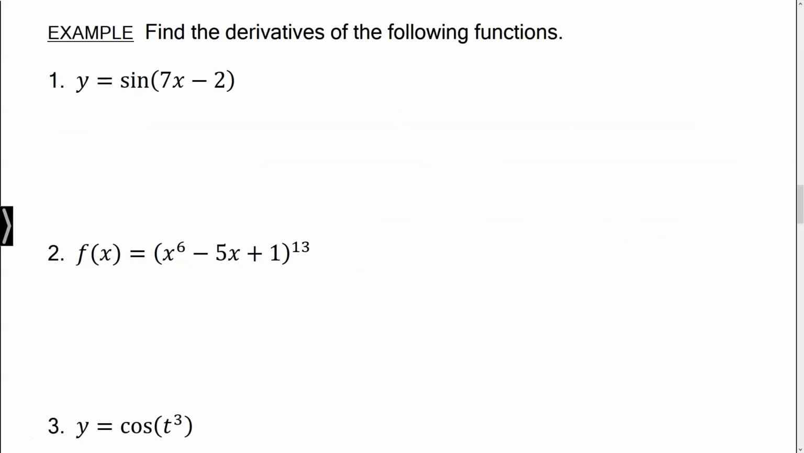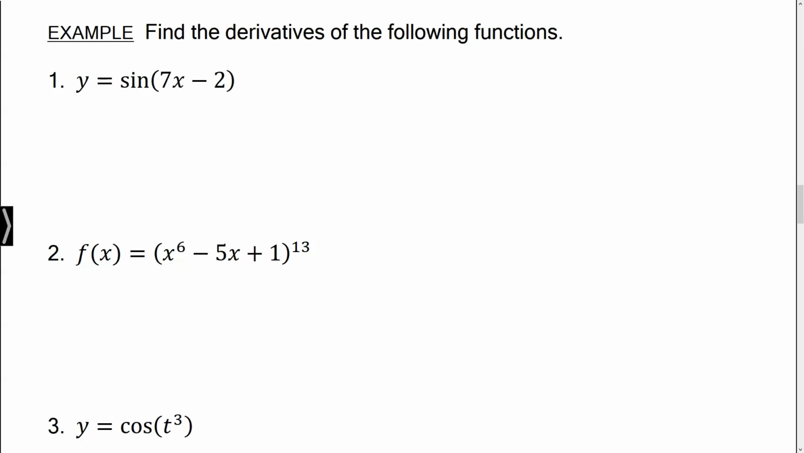Okay, so let's just jump right into it. Find the derivatives of the following functions. So y is equal to sine of 7x minus 2. This is a composition of functions. It's the function 7x minus 2 followed by the sine function. So the sine function here is what we would call the outer function. 7x minus 2 is the inner function.